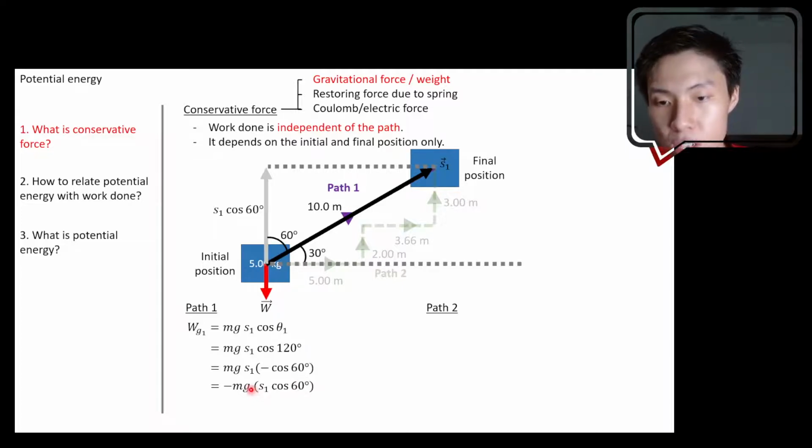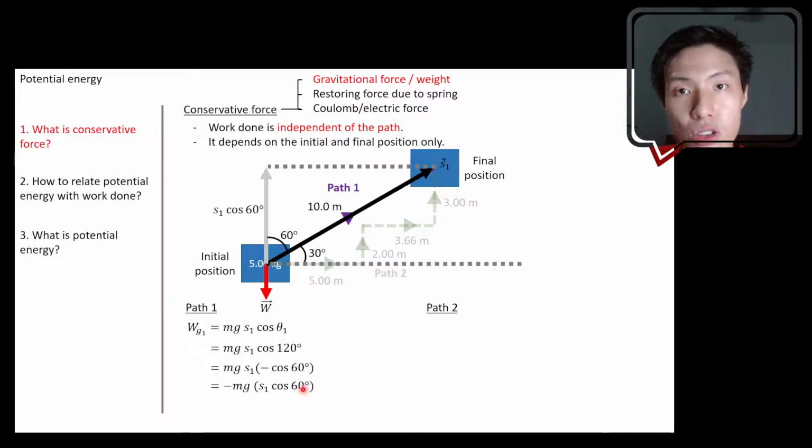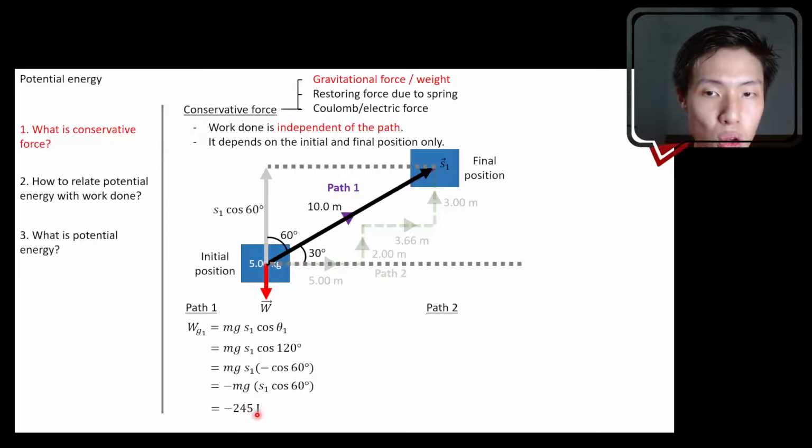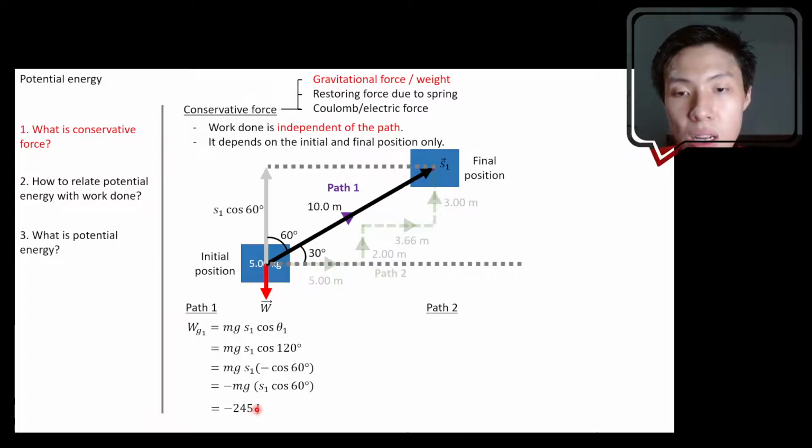And if you do your substitution, mass 5 kg, your acceleration due to gravity 9.81, your displacement magnitude is 10 meter, and cos 60 degree, you should be able to get the answer of negative 245 joule. So this is us determining the work done by gravitational force if the block here uses path 1 to go from the initial position to the final position.